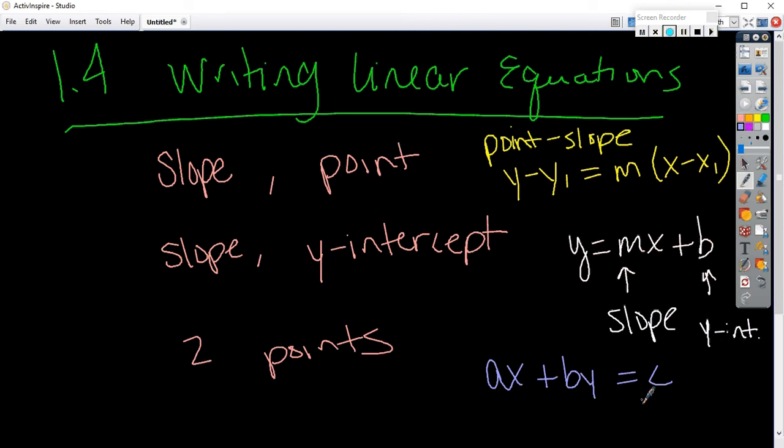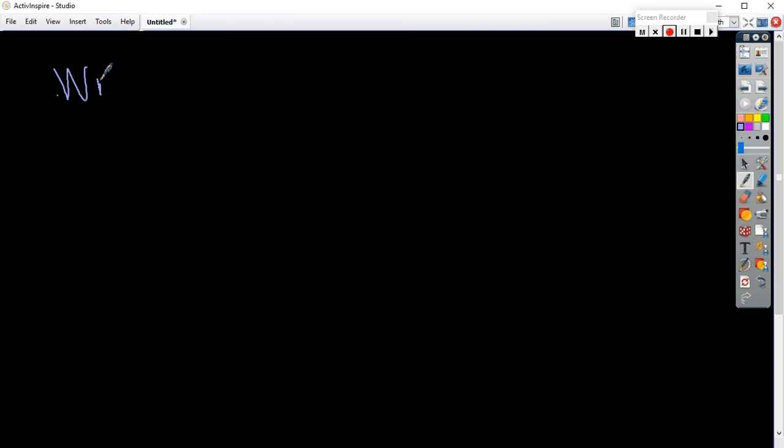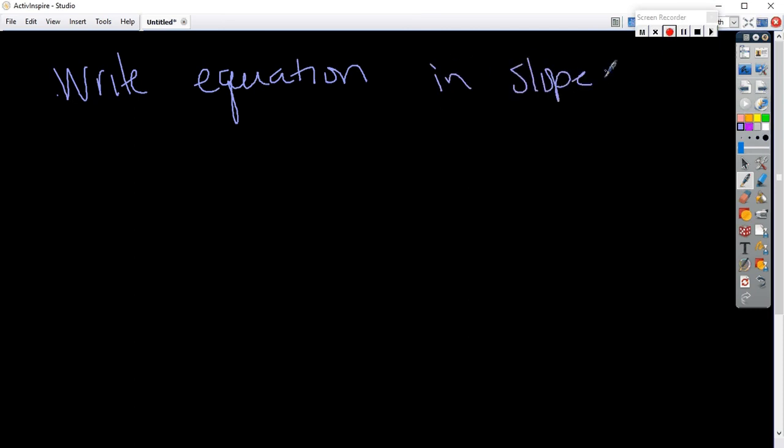Most of the time it will be indicated what form you want your line in. So let's just jump right in. Let's say you are asked to write the equation of a line in slope-intercept form. What is slope-intercept form? mx plus b.